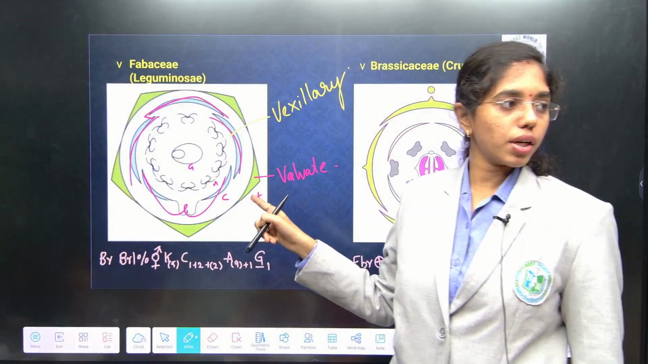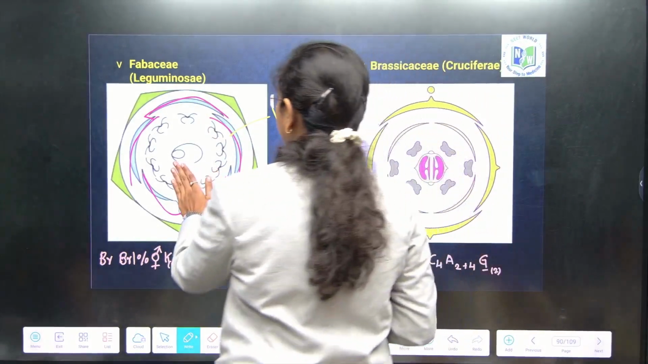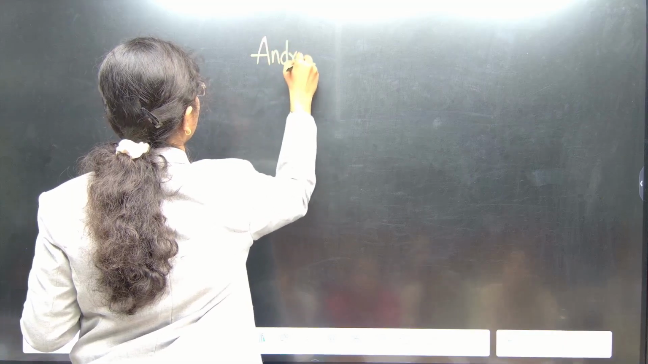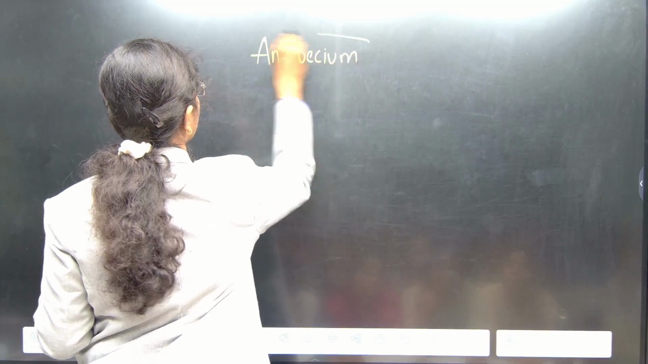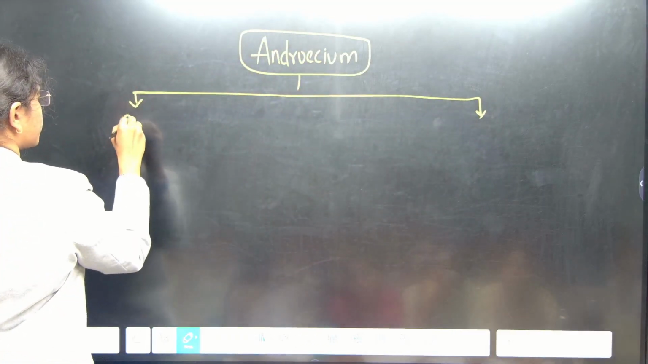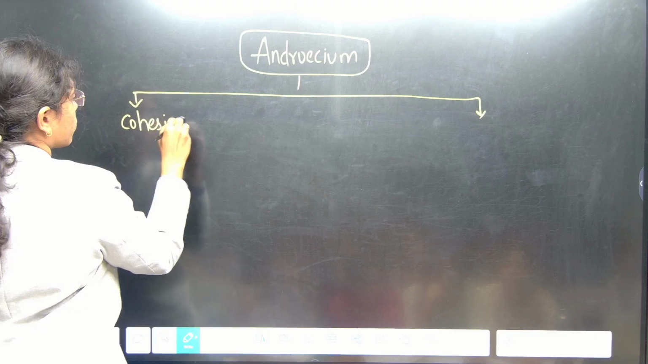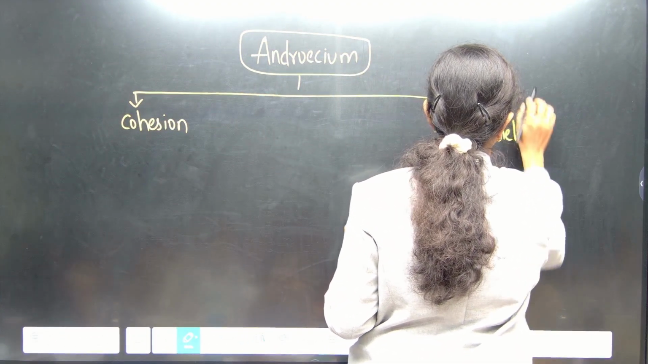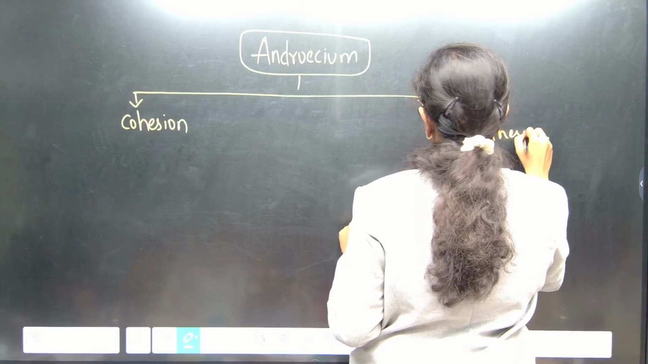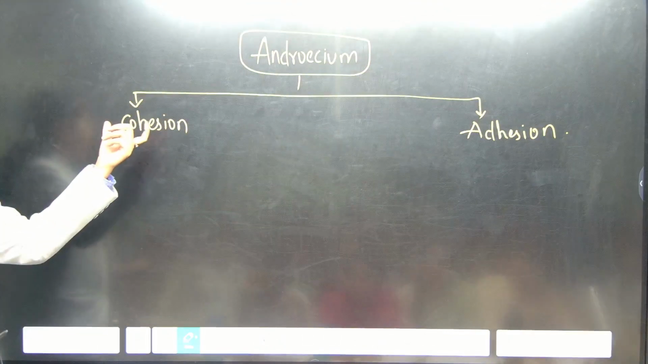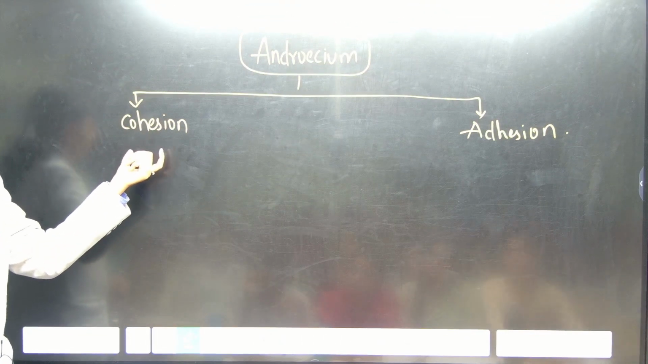Androecium, you can see cohesion, right, not adhesion. So, yesterday when I was talking about androecium, I need to correct this. Once again about androecium cohesion and adhesion, I made a small mistake. Androecium cohesion and adhesion. Cohesion you see means only stamens are uniting with each other, that is what cohesion.